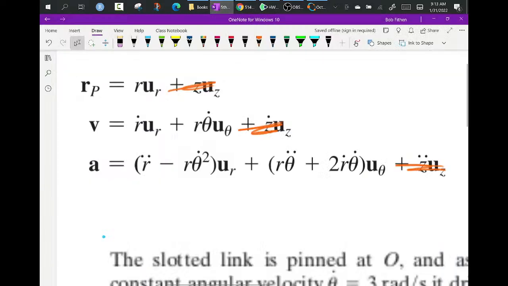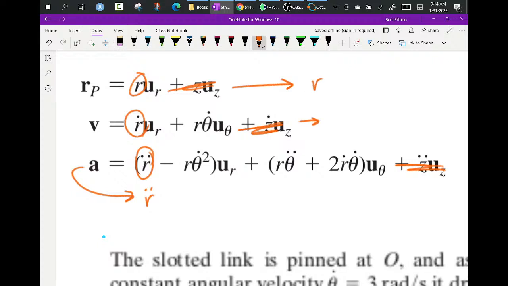Okay, so now, what do you have here? Well, obviously I have R. I have R dot. Now I do have the appearance of R double dot once. So let's look at it like this. What do you need to know here? To find your R, you need to know R. To find your velocity, you need to know R dot. You need to know R. You know theta dot, because there's R dot, there's R, there's theta dot.